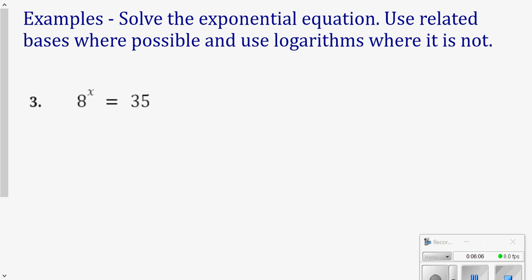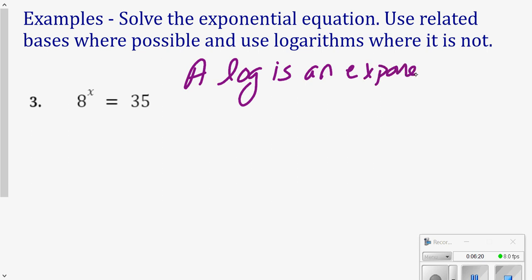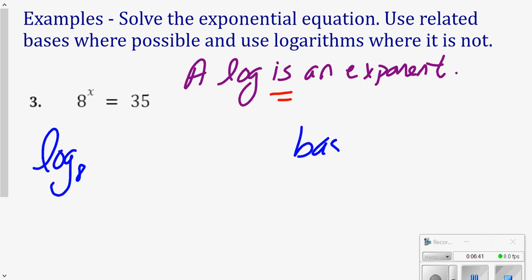So in this case, we need to use our definition of a logarithm, okay? So a log is an exponent, is a key sentence from where I stand. And I think of this as being my equal sign. So the log is going to equal my exponent. What would we call the base of this statement? If you just thought 8, that's right. Log base 8.